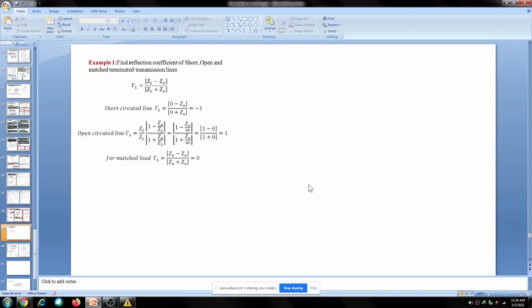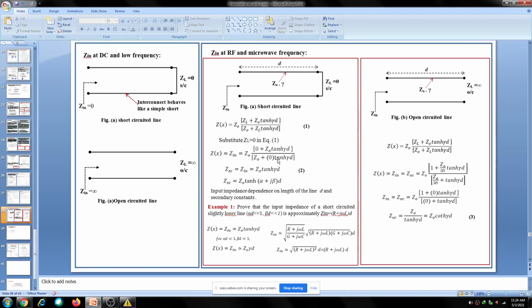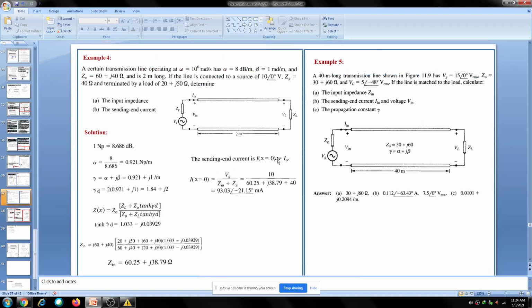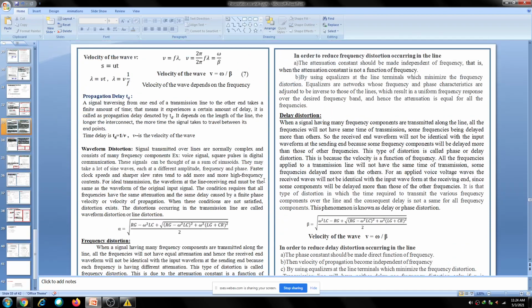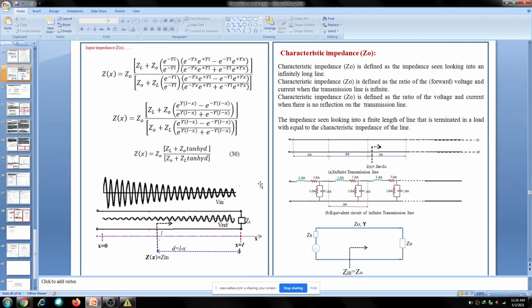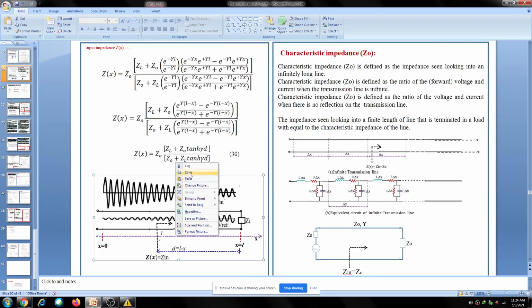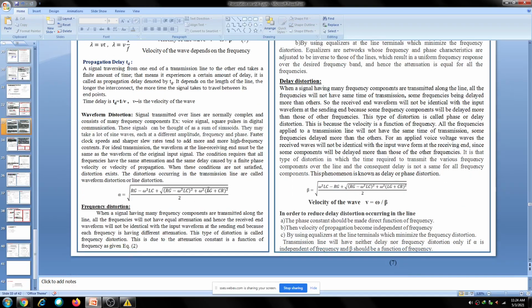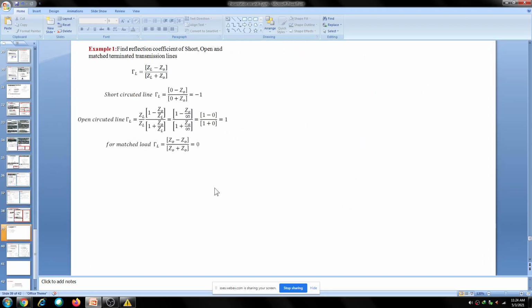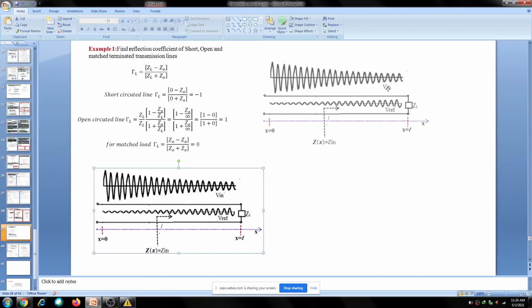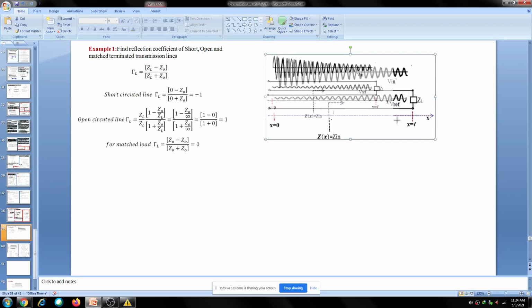Okay. So next we will see how, based on the different values of load, the reflection coefficient, as we know from the previous class, depends upon the load value.